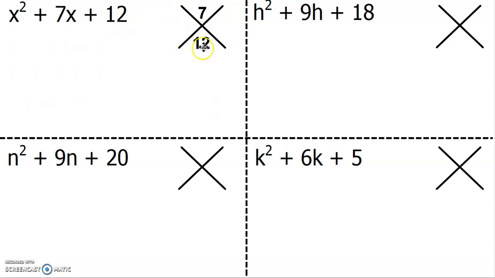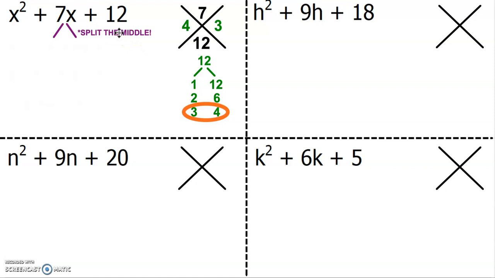Now I need to figure out factors of 12 that add to 7. So the factors of 12: 1 and 12, 2 and 6, 3 and 4. A combination of those that will add to 7 are 3 and 4. Now what I can do with the 3 and the 4 is split the middle term. So I'm going to take that 7x and split it into a 3x and a 4x. What I notice now is that I have 4 terms. So now I can use the grouping method.